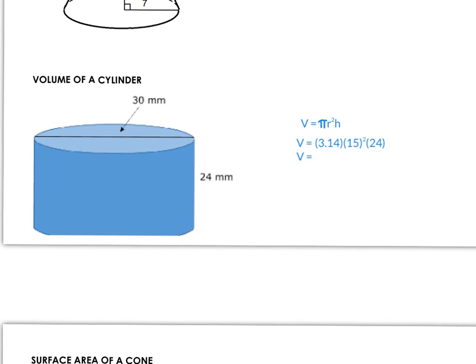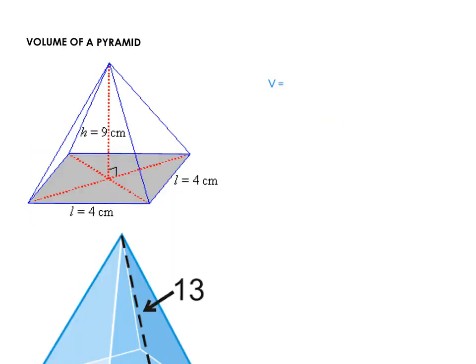But if you do have a graphing calculator or you use the link to get a graphing calculator, then you will get the answer of 16,956, and then I'm going to put millimeters, and again it's cubic because we're talking about volume.